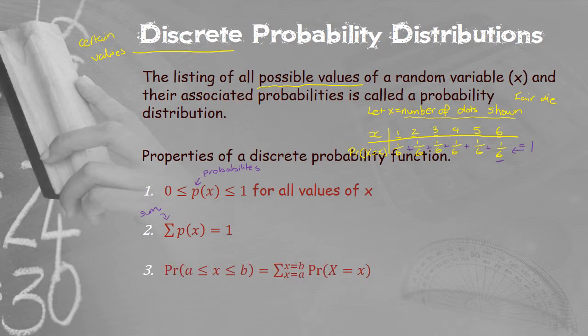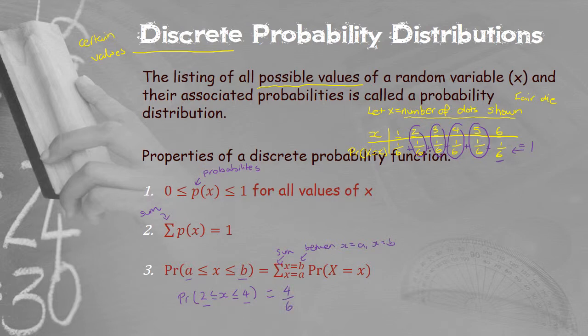Finally, we say that the probability of achieving between A and B, so in our example earlier we could say the probability of getting a number between 2 and 4, where x is greater than or equal to 2 and less than or equal to 4. The way we do that is by summing all points between x equals A and x equals B. So in this case we add together all values of x between 2 and 4 and including 2 and 4. So I'd add this 1, 2, 3, 4.